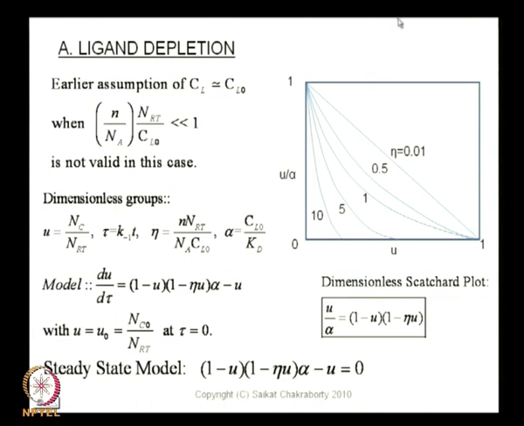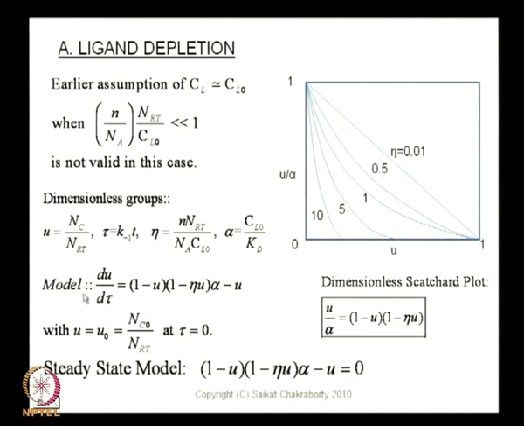Okay. So, let us now go to the screen. What we have over here is a sketched plot. So, this is u over alpha equals 1 minus u times 1 minus eta u, and this is how it varies. As you can see, u is a variable and we have two parameters in the system, alpha and eta.